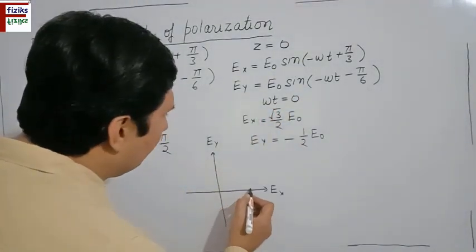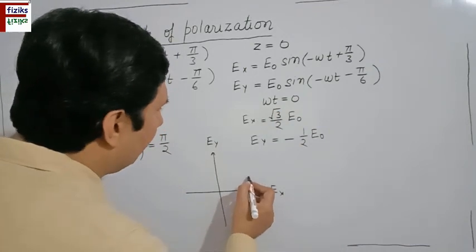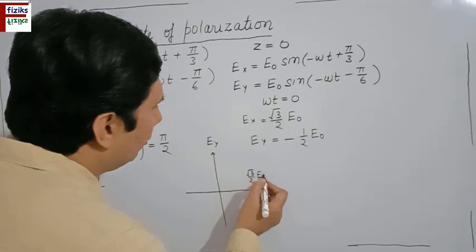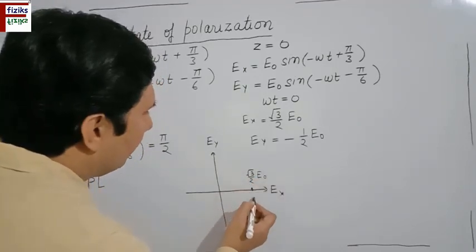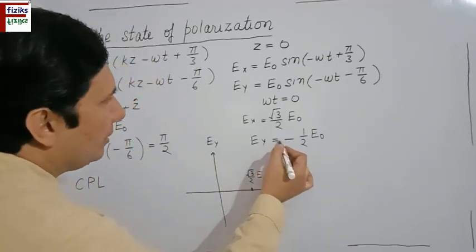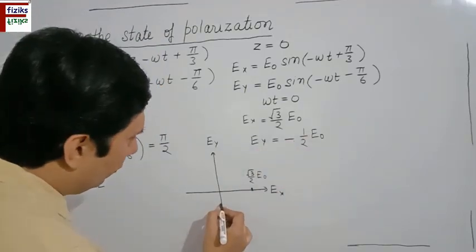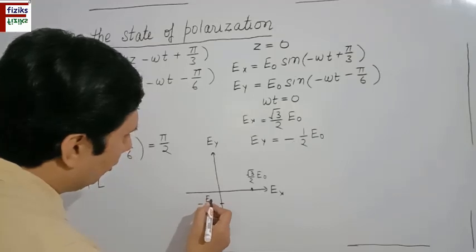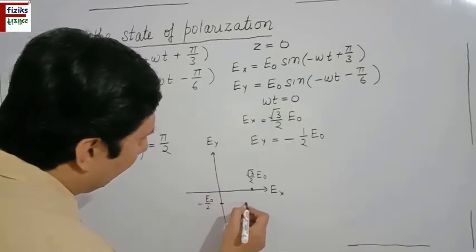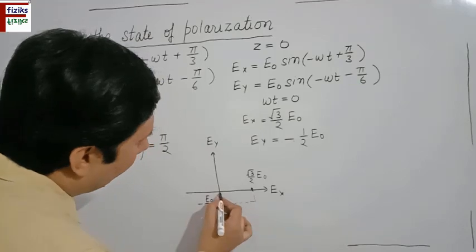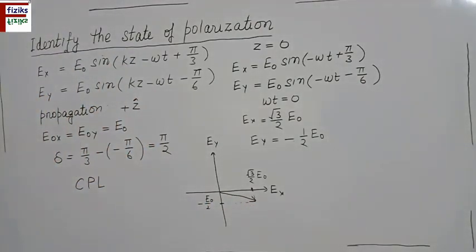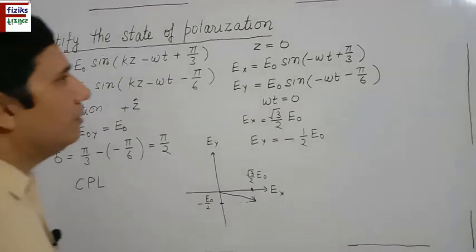So basically here I am assuming this is root 3 by 2 E naught, and in the downward direction this is minus E naught by 2. So the electric vector will be here. This is the position of the electric vector at omega t equal to 0.